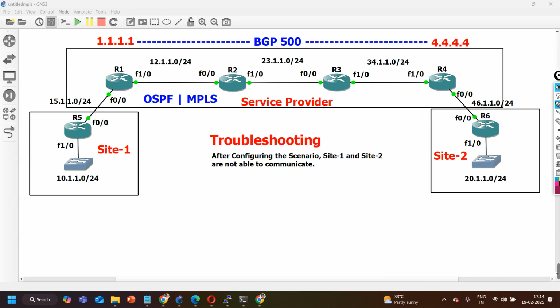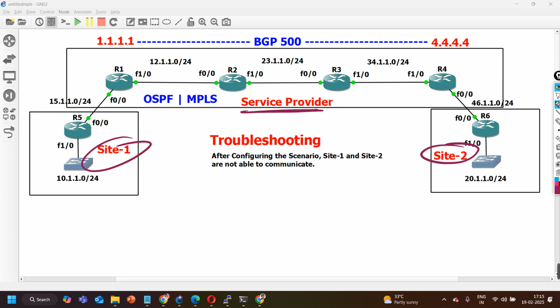Guys, today in this video we are going to troubleshoot a service provider network, and this is my scenario in front of you. As you can see, there are two sides of a customer, side 1 and side 2, and both sides are connected together through the service provider network.